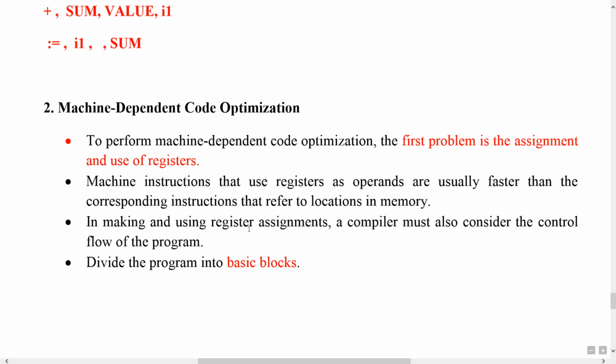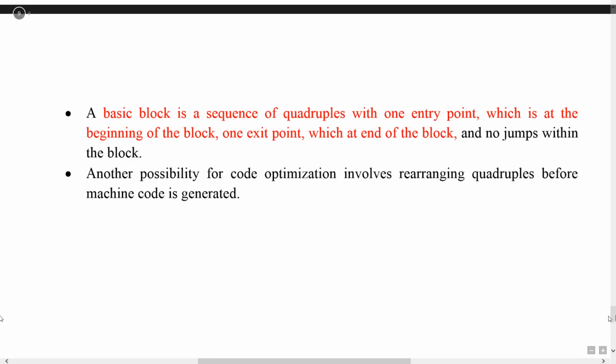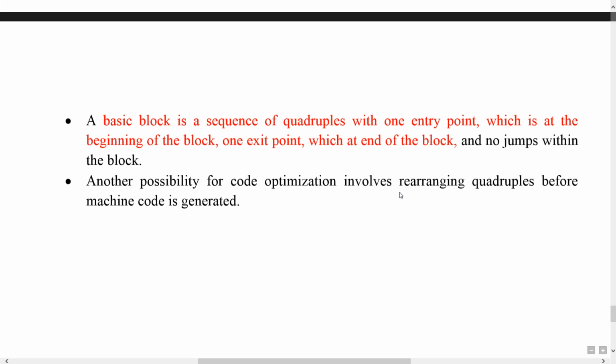In making and using register assignments, the compiler must also consider the control flow of the program, how the program flows. So the program is divided into a set of basic blocks. A basic block is a sequence of quadruples with one entry point at the beginning of the block and one exit point at the end of the block. Code optimization means rearranging the quadruples before the machine code is generated, so the order of quadruples can be rearranged.